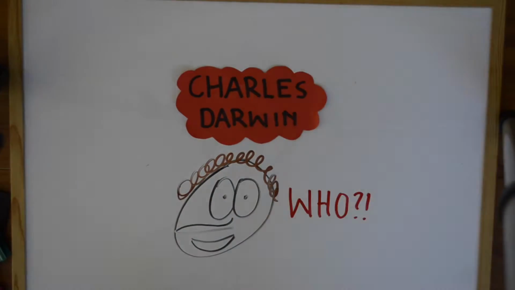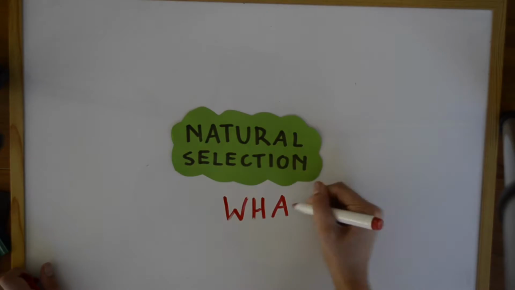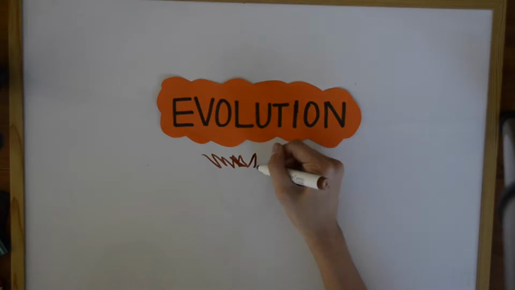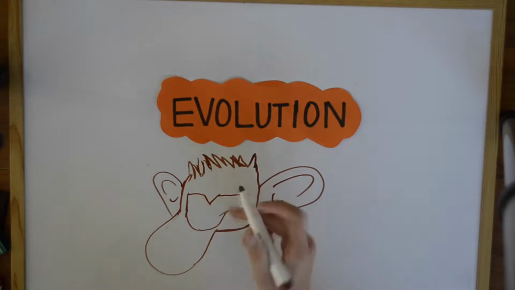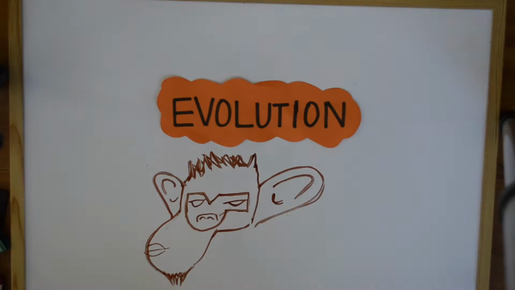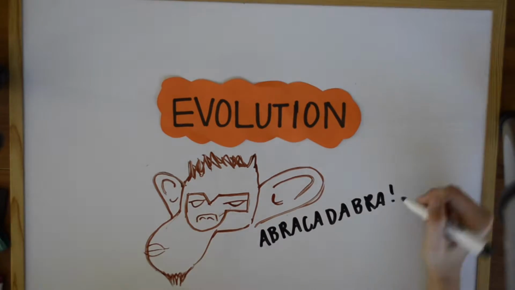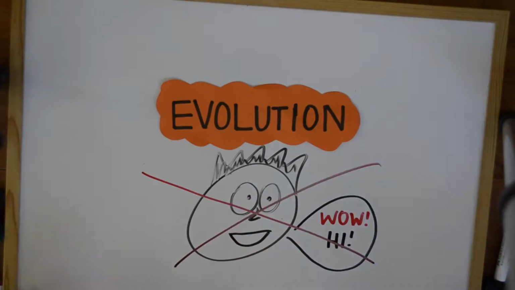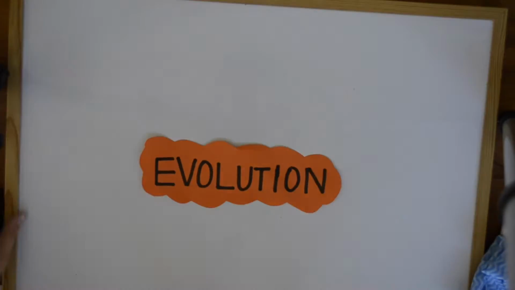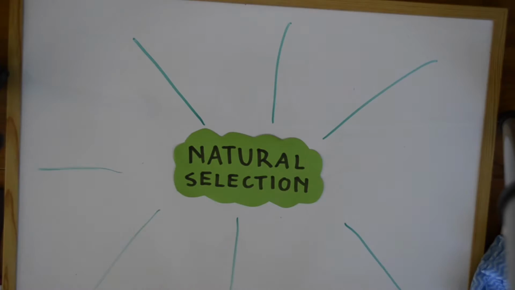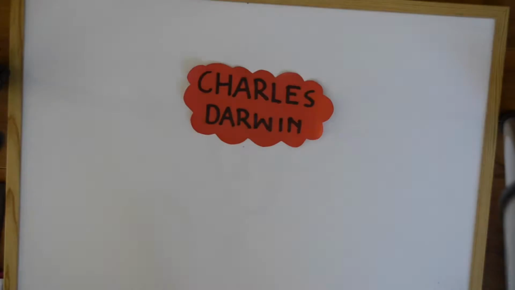Any of you heard of Charles Darwin? How about natural selection? Well, I'm sure you've all heard of evolution. Monkeys just magically turning into humans? Well, that's not really how it works. Surprisingly, evolution involves and spans over many different topics, one of those being Darwin's theory of natural selection.